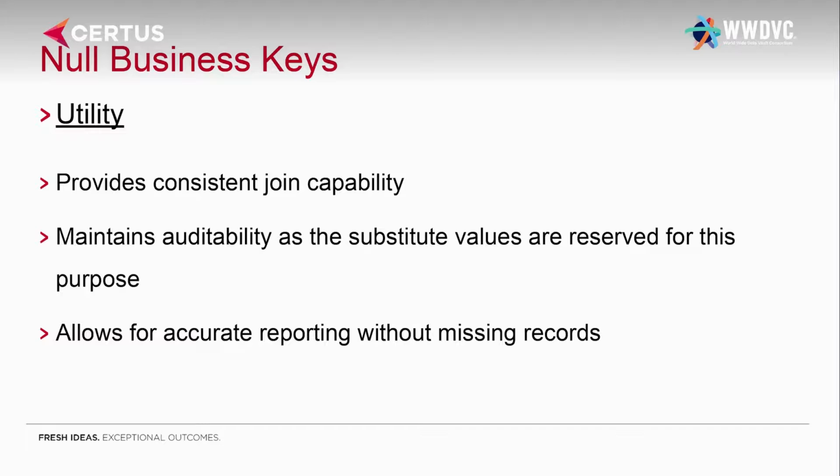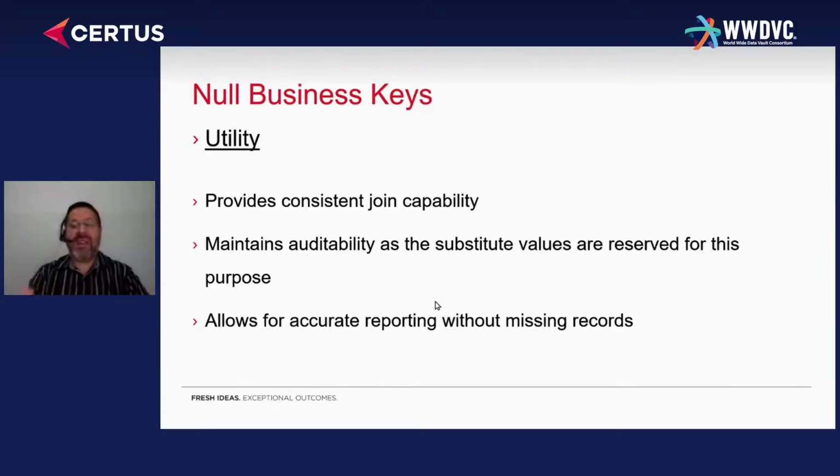So this gives you consistent join capability, and it also maintains auditability. Yes, we are substituting the null business keys with a particular value, but that value is reserved for that purpose and that purpose only. So it cannot appear in your existing data streams. It needs to be something unique. Pick a character or a combination of characters for this purpose that does not appear in your data.